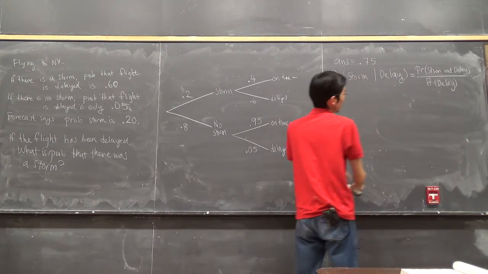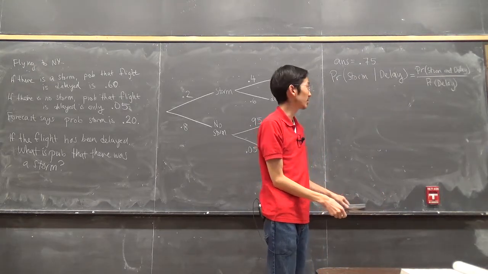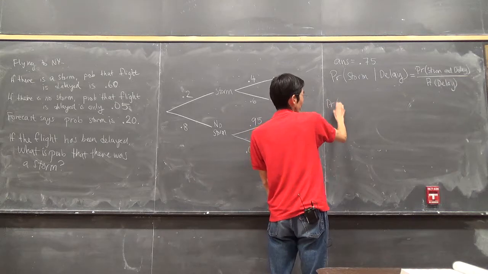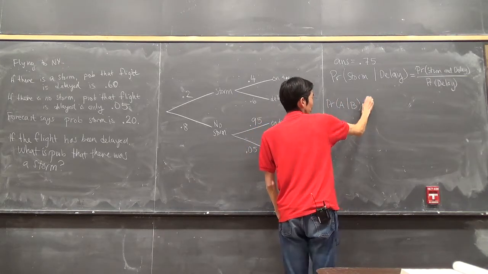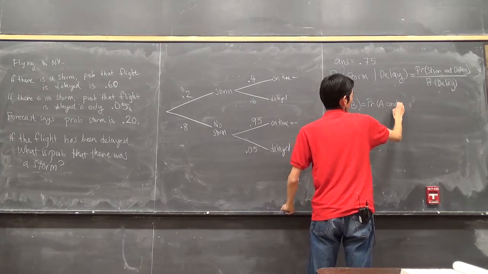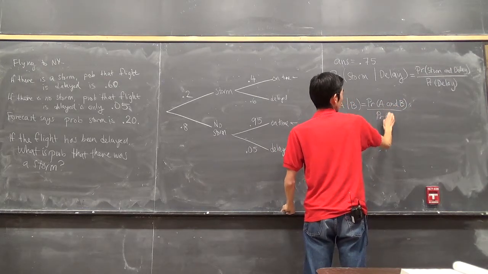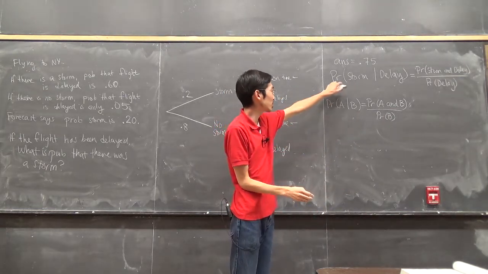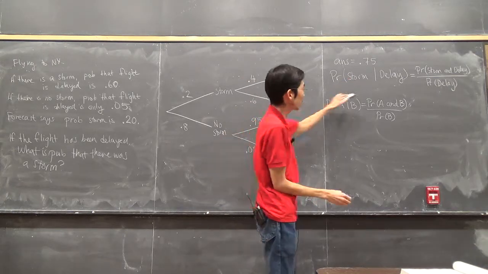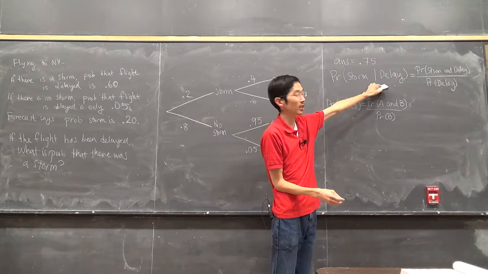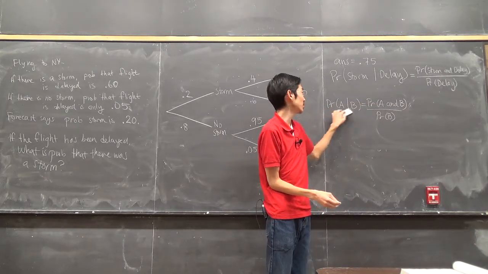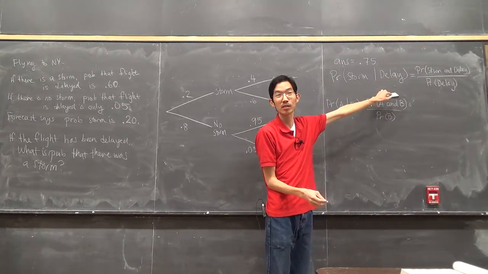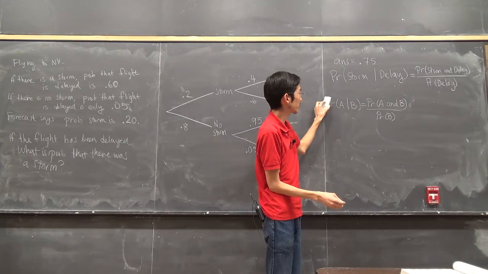You erased it. Well, this was earlier. This should already be in your notes: the probability of A given B is equal to the probability of A and B divided by the probability of B. So we read the problem and we're asking what's the probability of a storm given a delay, and I'm using my definition to say that means I'm going for this.